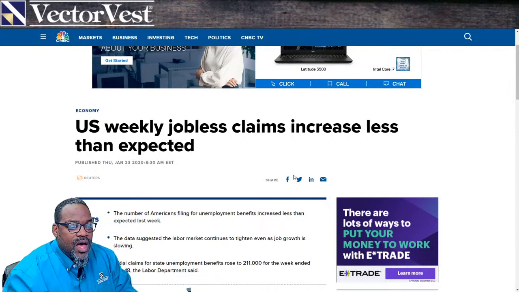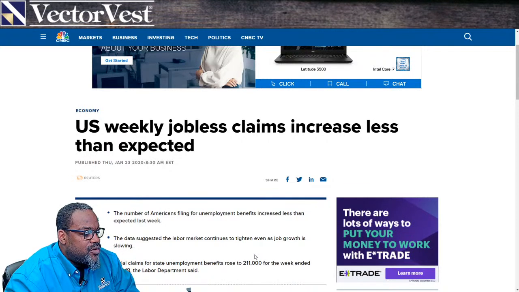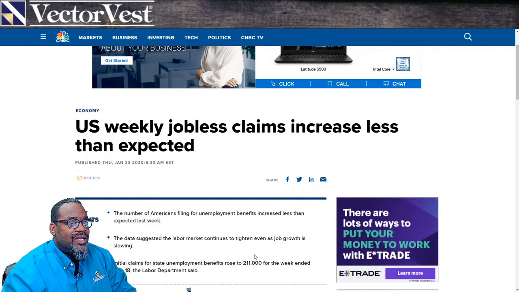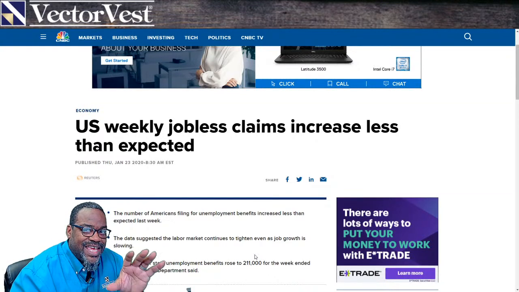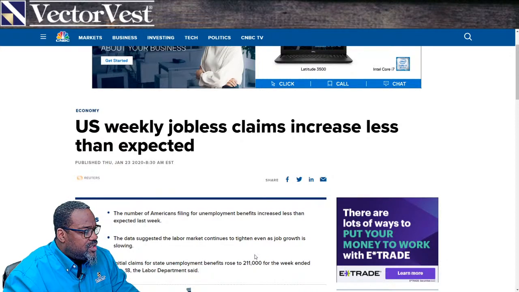The number of Americans filing for unemployment benefits increased less than expected last week. People are working. The data suggests that the labor market continues to tighten even as job growth is slowing. French people are stubborn. They said they will retaliate. Well, you know, they can. And China did too, right? China did too. But altogether, the outcome was a good one. We got a deal made with China. So keeping all of that in mind, these are three things that are definitely trending in the news, that are affecting the market. Let's go back into the software.